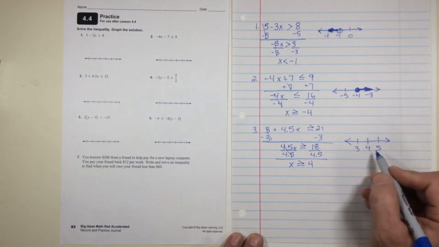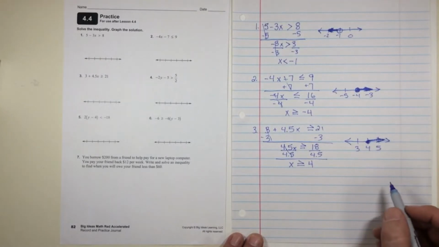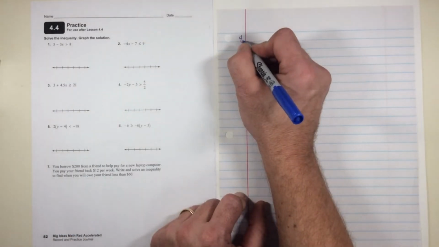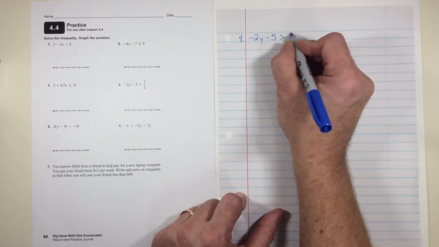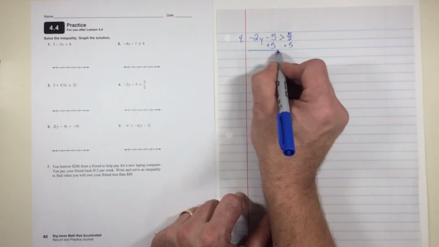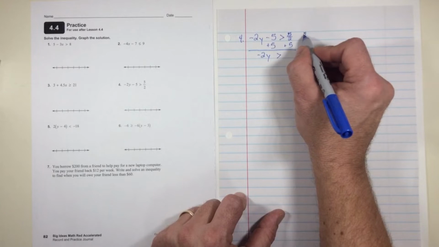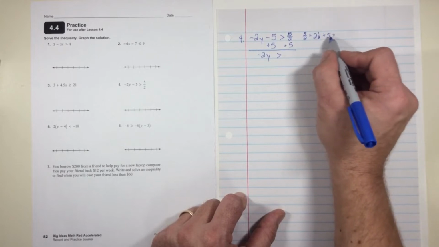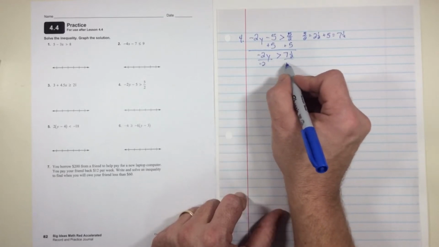And to graph it, I'll put a closed circle because it says or equal to, and it goes off to the right because it says or greater than. Number 4. Negative 2y minus 5 is greater than 5 halves. So I add 5 to both sides. Negative 2y is greater than, well, 5 halves is the same as 2 1/2 plus 5. 2 1/2 plus 5 is 7 1/2. Now I divide by negative 2, divide by negative 2.